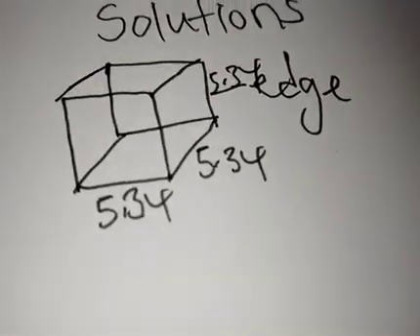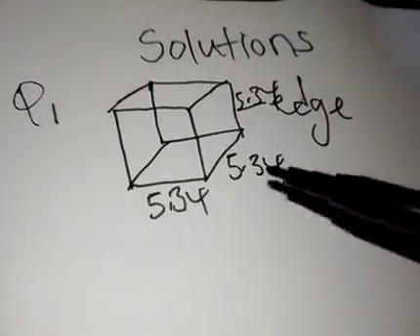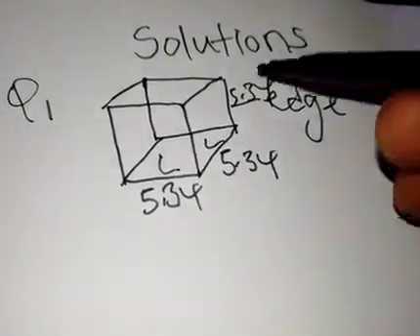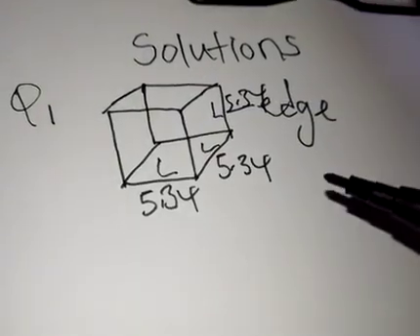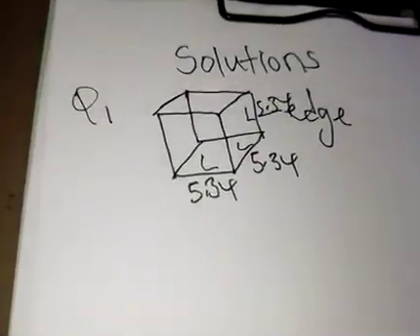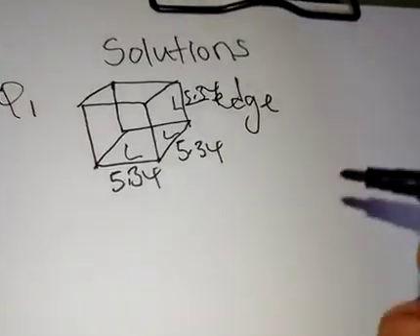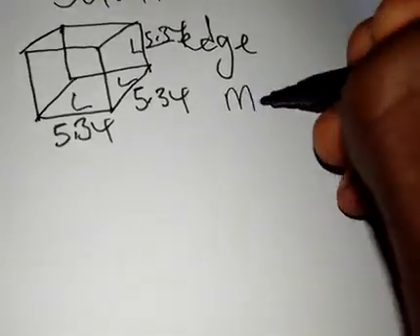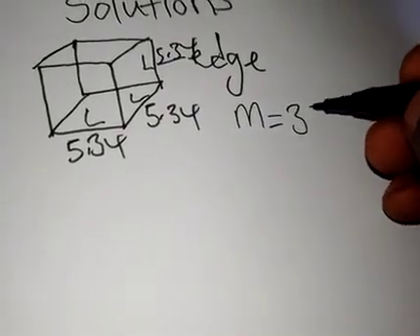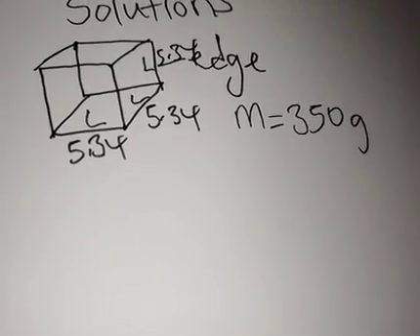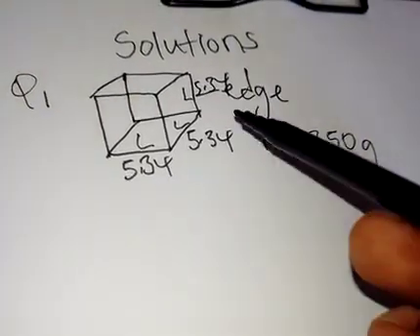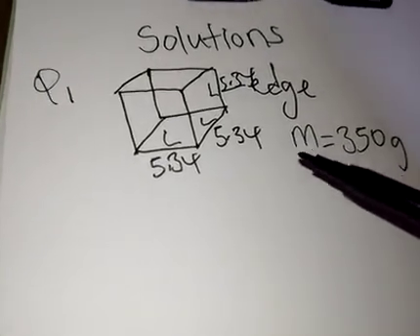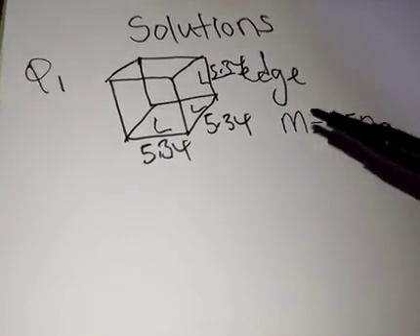That's the length of what? All the sides. So that's L, L, L. So this is simply L, even that is L, 5.34 centimeters. Then we have also been given the mass of this cube. Its mass is simply 350 grams. So given the mass and the length of the cube, it's possible to find the density. But before we find the density, let's find the volume.